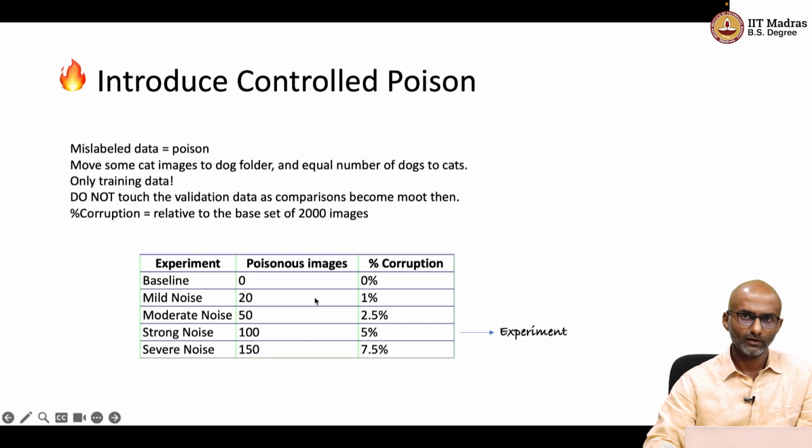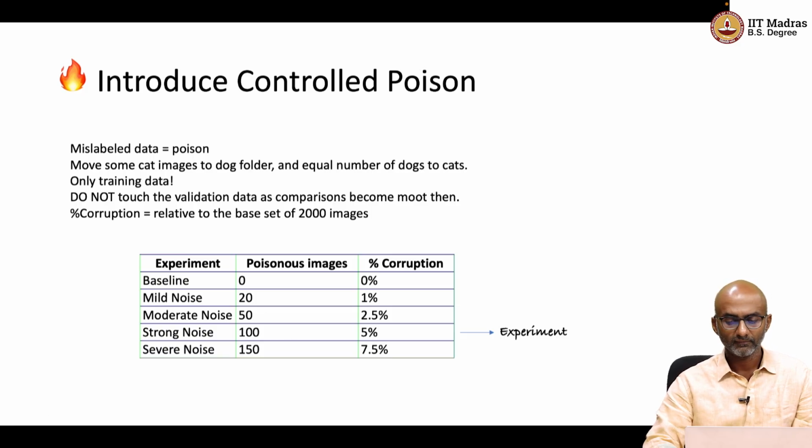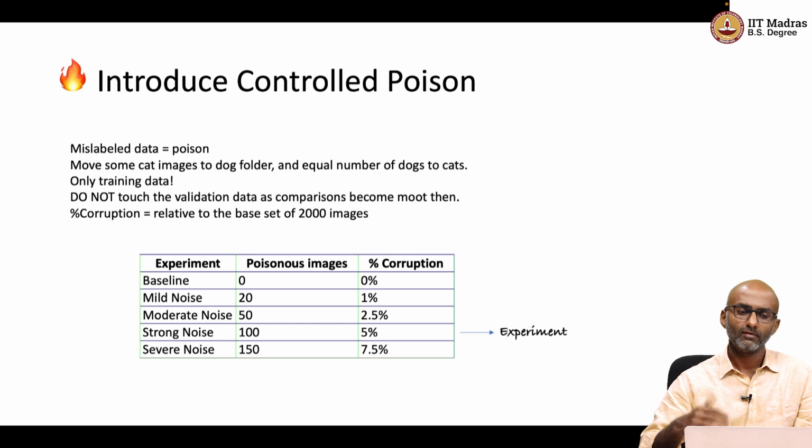You change a bit of images, like 20 images on a base of 2000, that's 1%, going all the way up to 7.5%, which is 150. At 10%, you start to really significantly impact the model. In fact, we're going to do an experiment at 5% and see what the model output looks like. I would strongly encourage you to try out other numbers here as well, right? Like go up to 10% and see, if 10% of the model data is mislabeled or poisonous, how does it impact the model output in terms of accuracy? Go ahead and try that out.